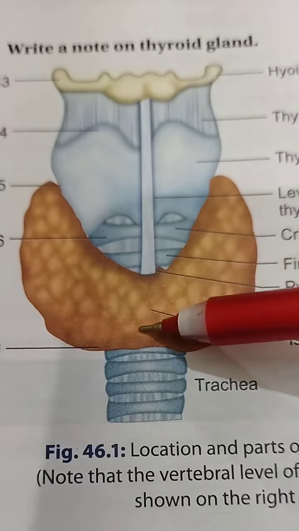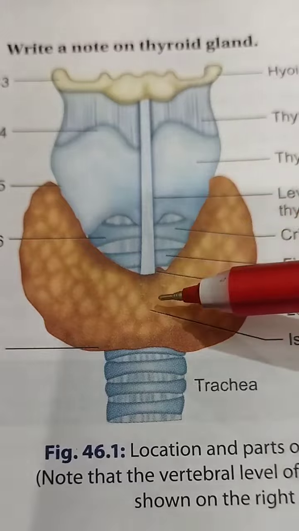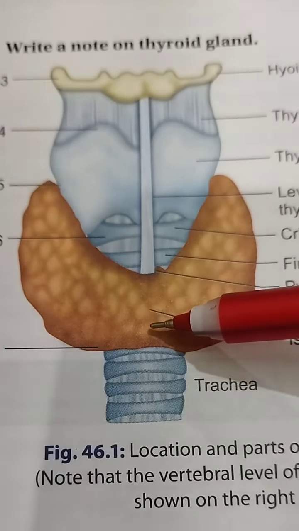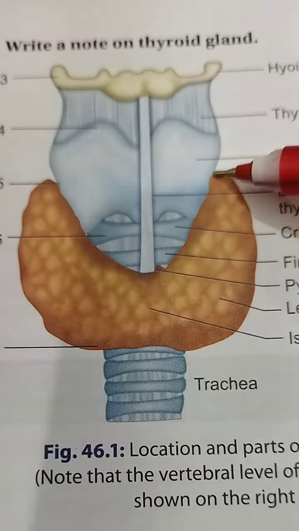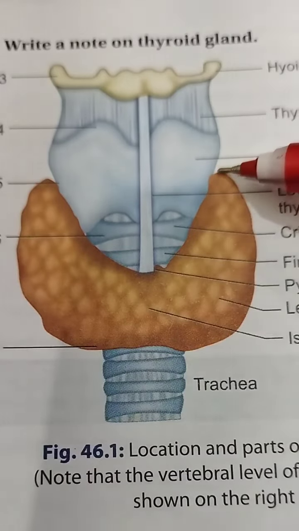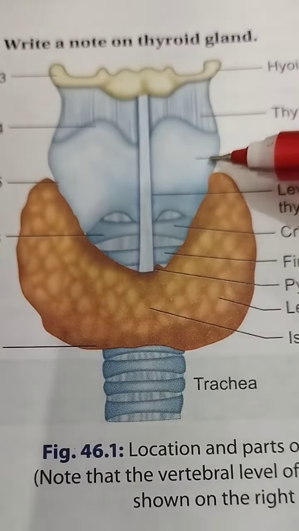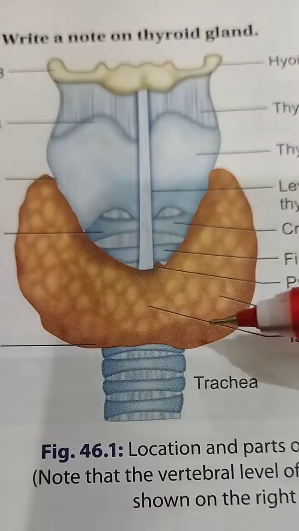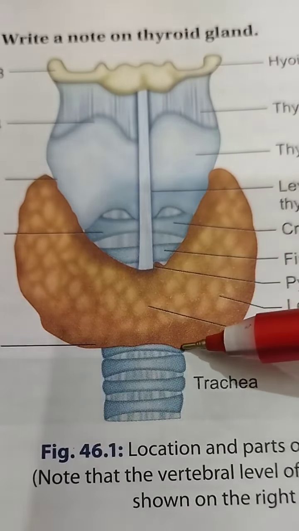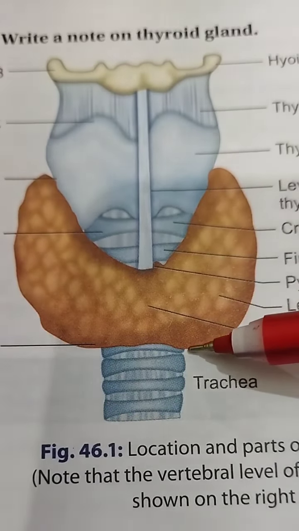The isthmus is related in front of the second to third tracheal ring. The upper pole is situated at the middle of the thyroid cartilage, and the lower pole extends up to the fourth or fifth tracheal ring.